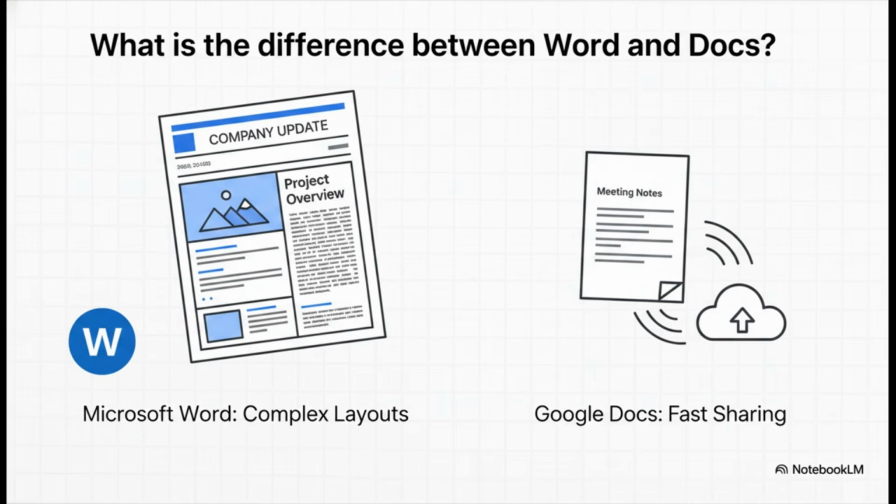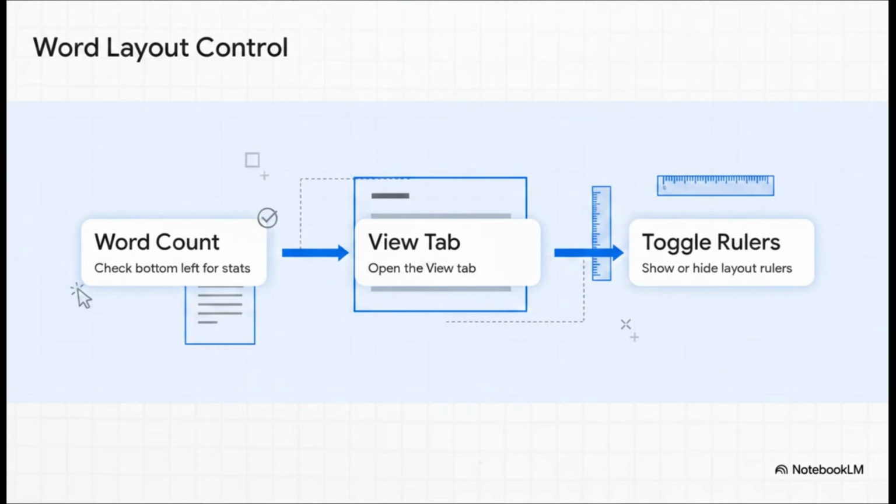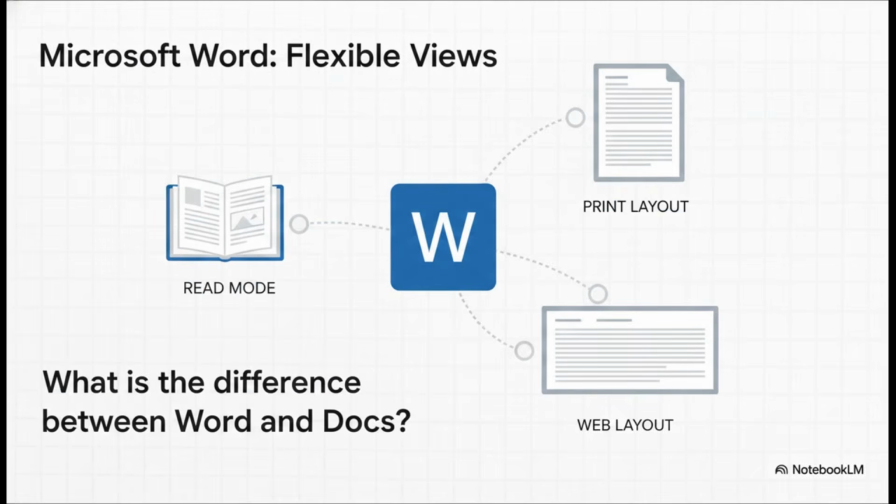If Docs is for quick sharing, Word is your heavy hitter for complex, layout-rich documents like newsletters. Word gives you insane layout control. Just toggle those top and left rulers to fine-tune everything perfectly. Plus, its flexibility is unmatched. Views like read mode or print layout adapt to whatever you're working on.